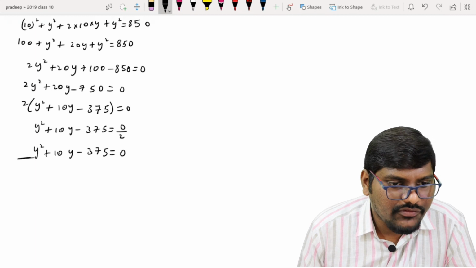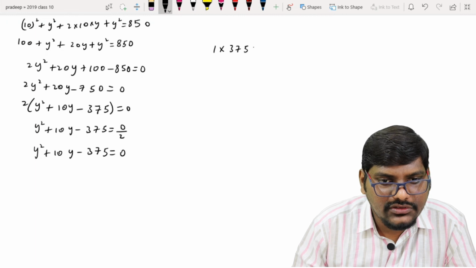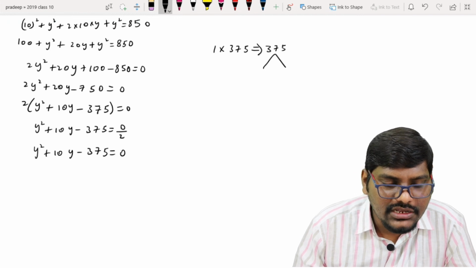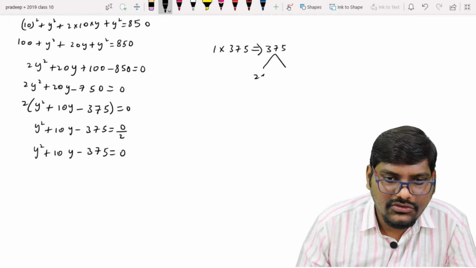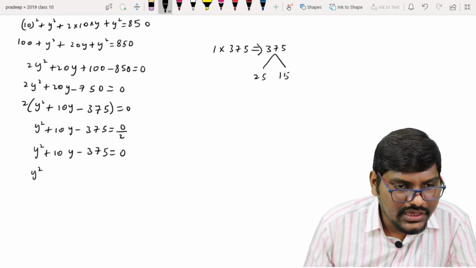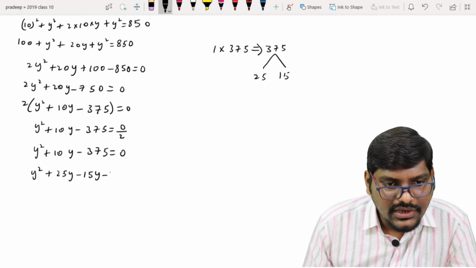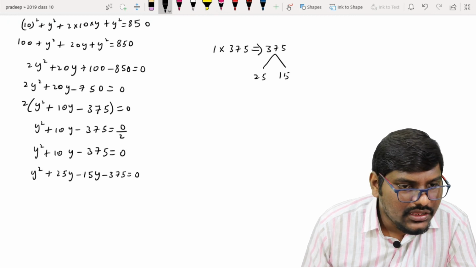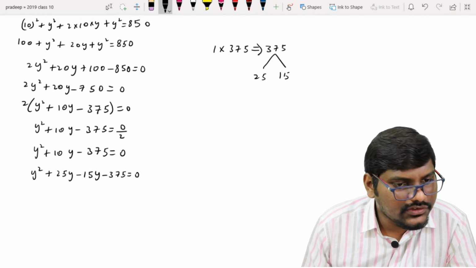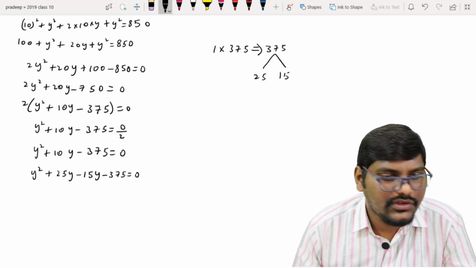So we'll take the coefficient of y and we'll take the last number which is 375, and we will find out the multiples of the number. So this is 375, and the multiples of 375 is nothing but 25 into 15, so that is even satisfying the middle term. So I can write y square plus 25y minus 15y minus 375 equal to 0. See here, 25y minus 15y again gives 10 only. 25 minus 15 is nothing but 10. So that is perfectly satisfying. So 25 into 15 is nothing but 375, that is satisfying.